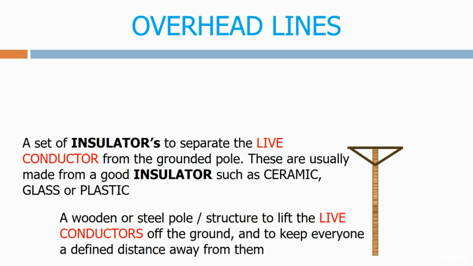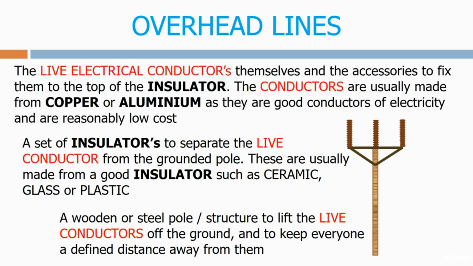A set of insulators to separate the live conductor from the grounded pole. These are usually made from a good insulator, such as ceramic, glass or plastic. The live electrical conductors themselves and the accessories to fix them to the top of the insulator. The conductors are usually made from copper or aluminium, as they are good conductors of electricity and are reasonably low cost.